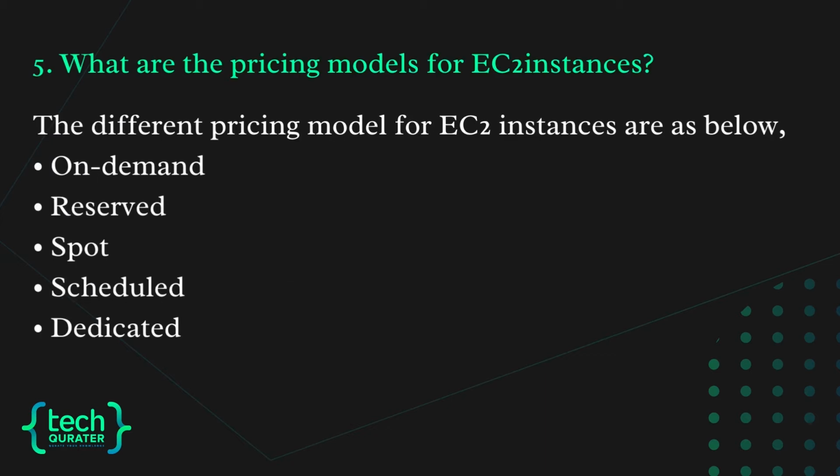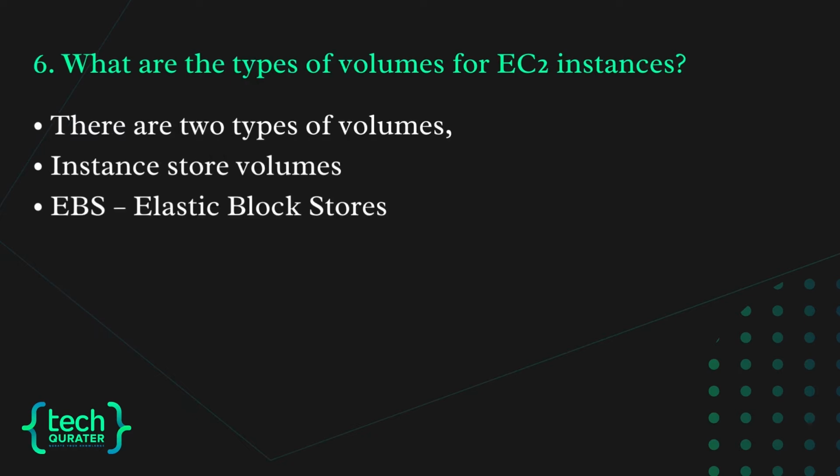What are the pricing models for EC2 instances? The different pricing models for EC2 instances are as below. On-demand, reserved, spot, scheduled, and dedicated. What are the types of volumes for EC2 instances? There are two types of volumes, Instance Store Volumes, and EBS, that is Elastic Block Stores.